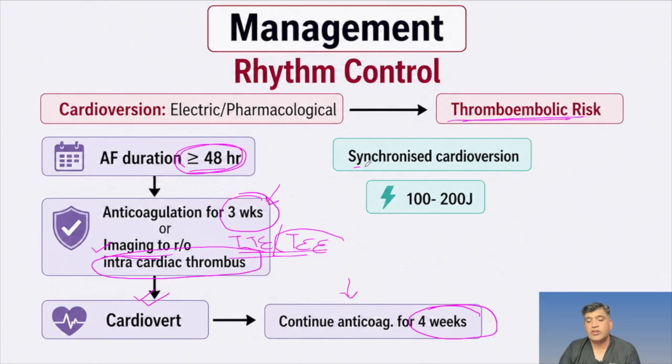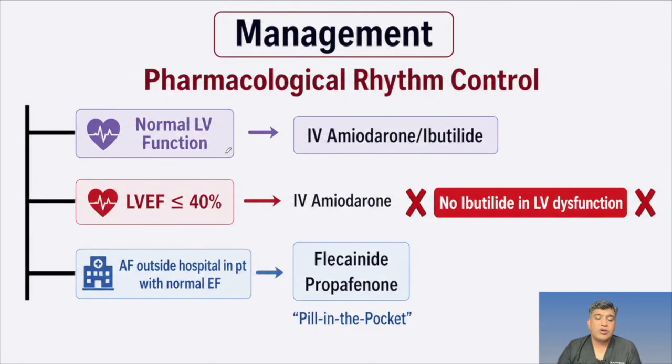So QRS synchronized cardioversion we have already seen, and 100 to 200 joules of energy is given. For pharmacological rhythm control, if the LV function is normal, then we can go in for amiodarone or ibutilide. If the LV function is compromised, less than 40%, we go for IV amiodarone. As we have seen, ibutilide should not be administered in patients who have poor LV function.